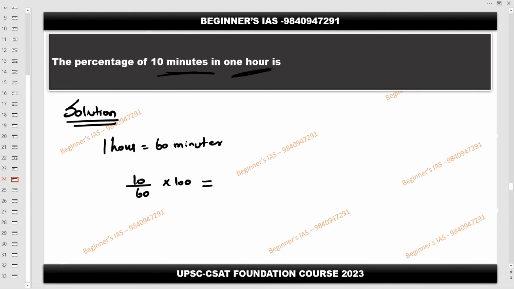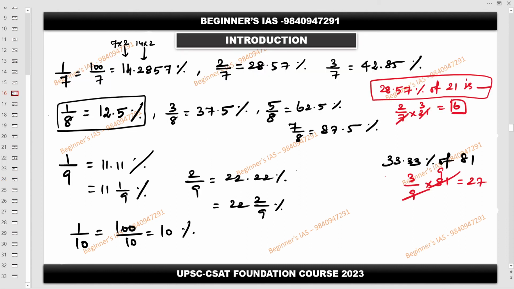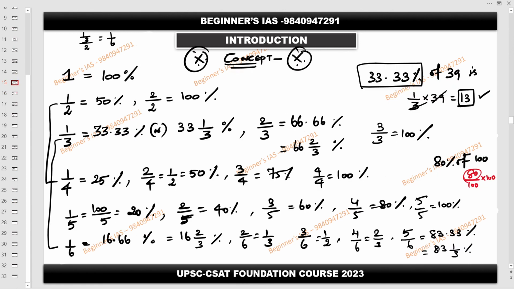Then I'm cancelling this. 1 by 6 into 100. 1 by 6 you already know, right? 16.66%. Here we have done it. See here, what is 1 by 6? 16.66. That is why these conversions are very important.